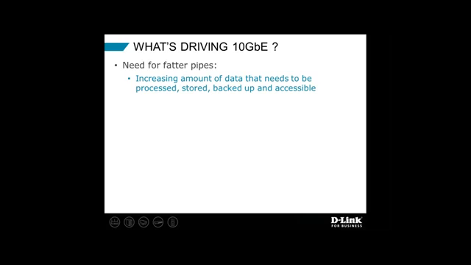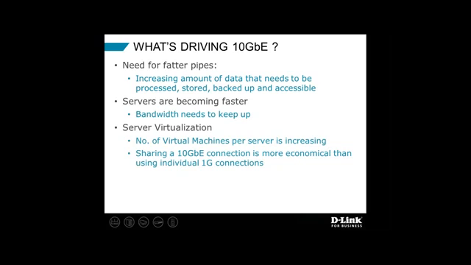Start off by talking about what's really driving the need for 10 gigabit Ethernet. And to me, the answer is pretty clear. It's bandwidth. It's just the need for more bandwidth. There's an increasing amount of data in business networks today that needs to be processed, stored, backed up, and accessible. And so business networks need fatter pipes. They need more bandwidth. We've got servers that are becoming faster and faster, and so the network infrastructure, the bandwidth, needs to keep up. In a lot of cases, gigabit used to be acceptable. It used to be enough. Now it's not. Now we need 10 gig.